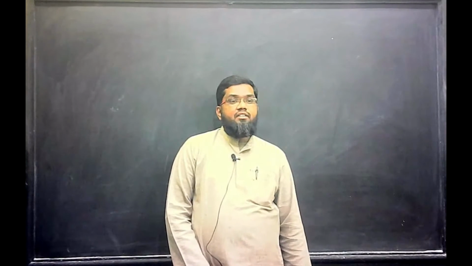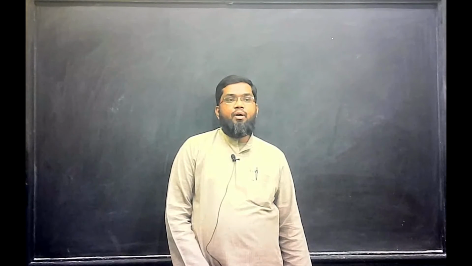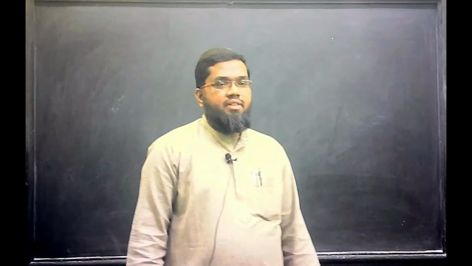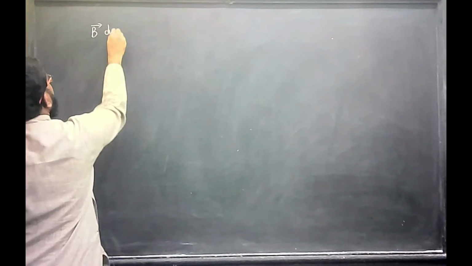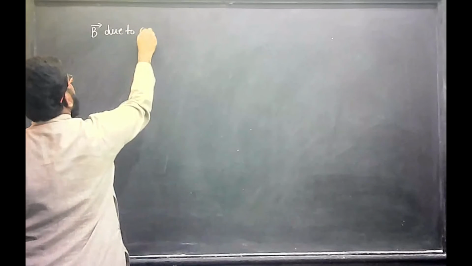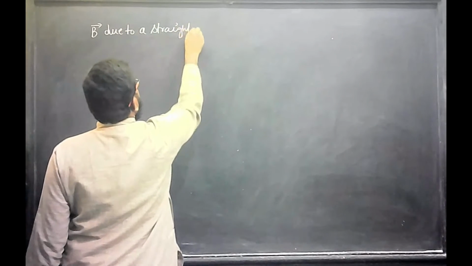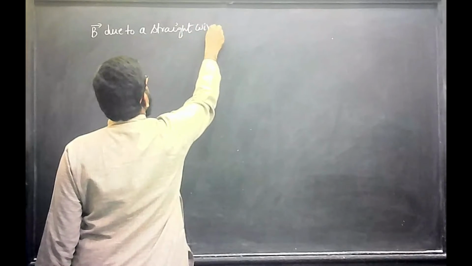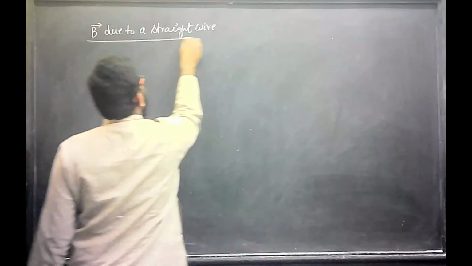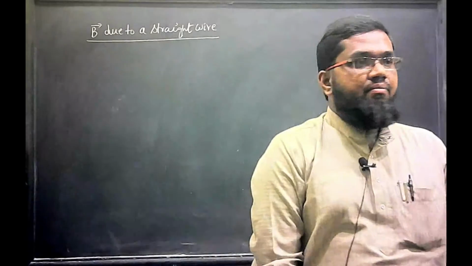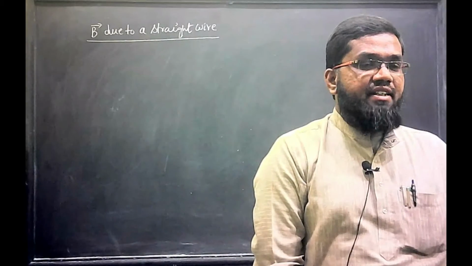In the last class we started Biot-Savart's law. So we will see the applications of Biot-Savart's law: B due to a long wire, B due to a straight wire. I have a straight wire, and I need to calculate the magnetic field due to this straight wire which carries a current I.